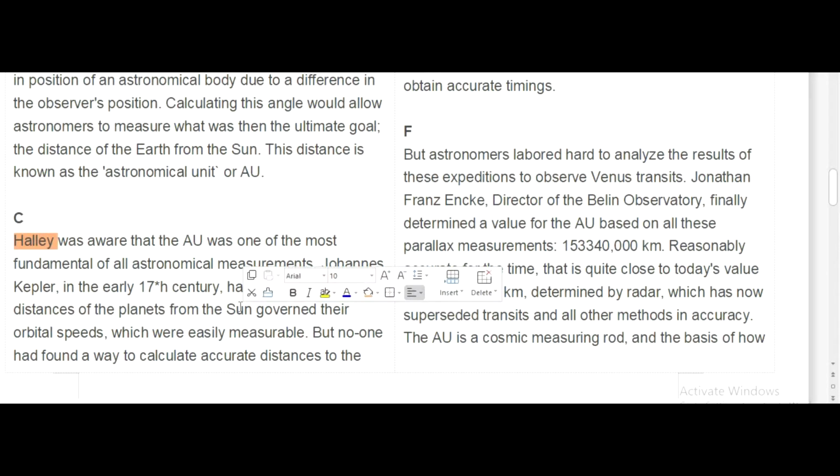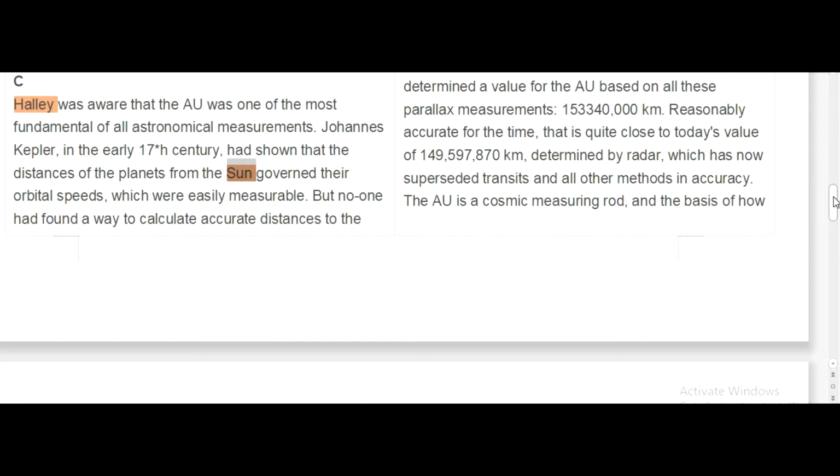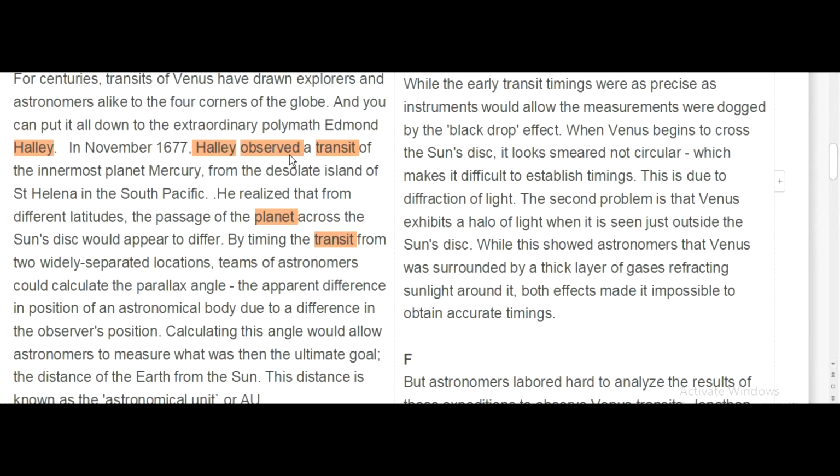Guys, now I have found my other keyword, sun. Remember, sun was one of our keywords from the other question, but right now I'm looking for Venus. Okay, so I haven't found our keyword Venus here. So what to do now? Now I'm gonna read this sentence. I'm gonna make sure whether this is our matching sentence or not. So let's read.